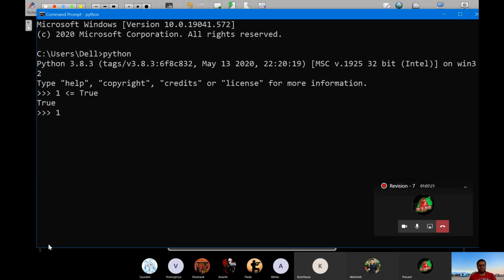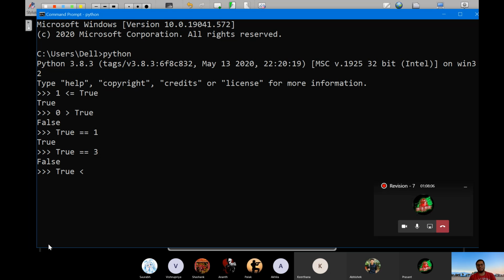0 is greater than true. क्या आएगा? True is considered as 1 when in case of relational operator. What will be the answer? False. 0 is not greater than 1. True is equals to true. 1. क्या होगा? True. True is equals to 3. Is 1 equals to 3? No. ठीक है.